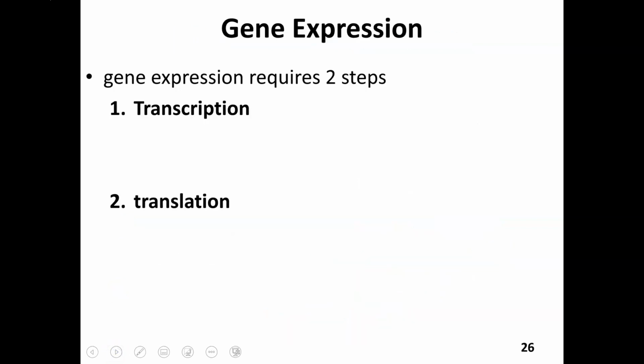So there are two steps to gene expression: transcription and translation. Transcription is taking the message of DNA and converting it to RNA. So we're changing the information from one language to another language. DNA can't be read by the cell, but RNA can. So this occurs in the nucleus of eukaryotes.